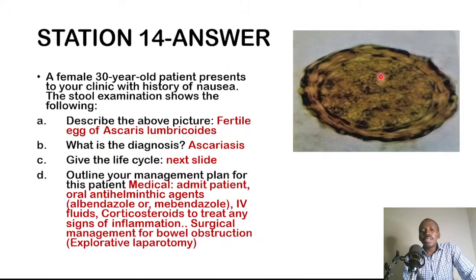Then, of course, if there's any perforation of the bowel or any bowel obstruction, we want to take them for surgery, so an explorative laparotomy.